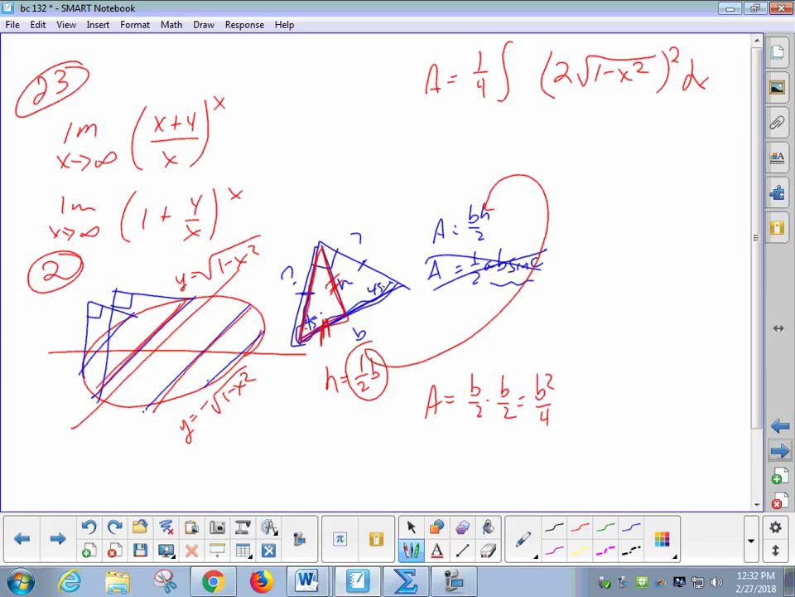Why would I do this? Because this whole thing is the same. So why is this here? Is that what you're asking? I did it for the area.